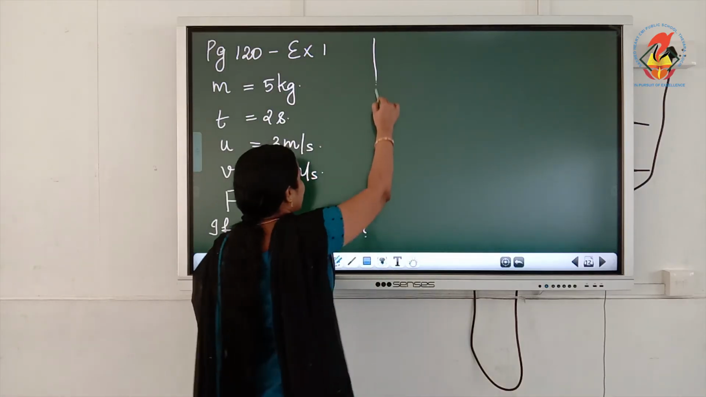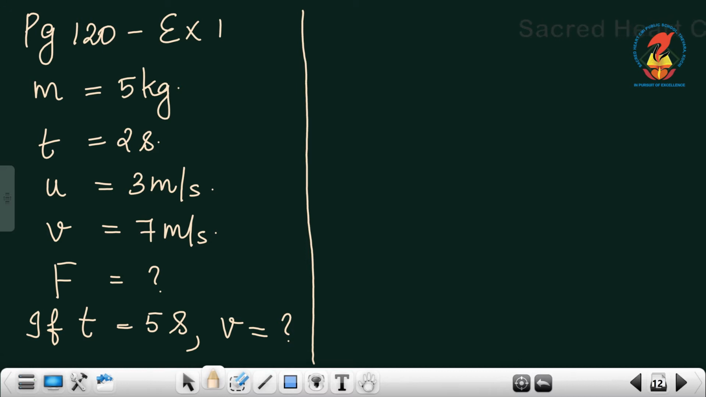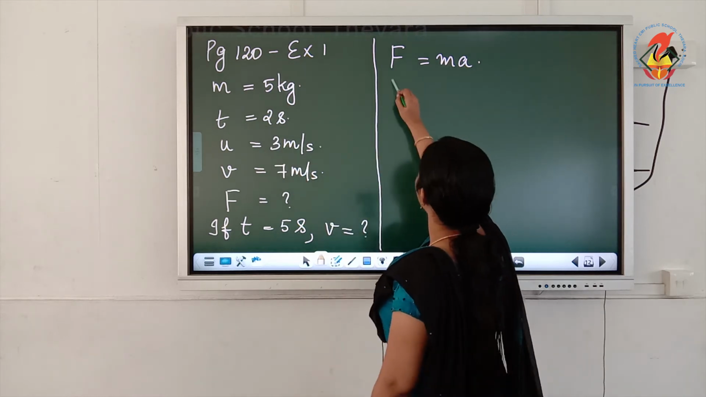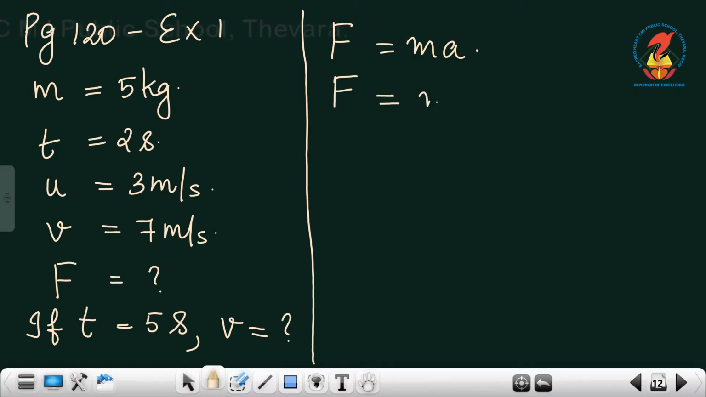Now, let us solve the first part of the question, that is to find the force. We know according to Newton's second law, F is equal to ma. Here, instead of a, the quantities v, u and t are given. So, let us write the equation as F is equal to m into (v minus u) by t. Instead of a, we substituted its equation, a is equal to (v minus u) by t.